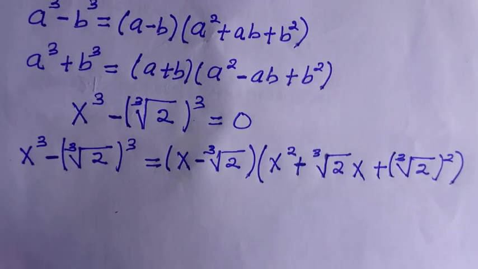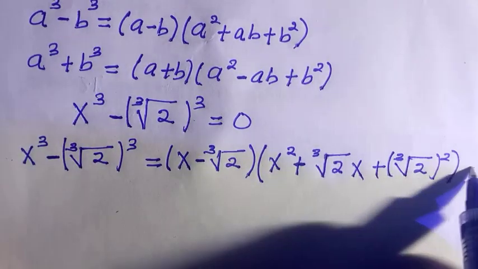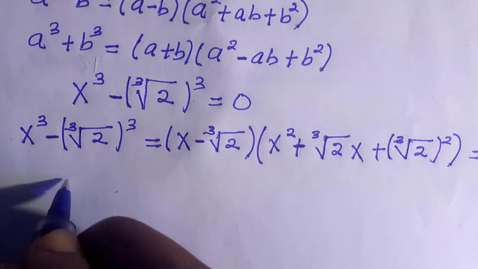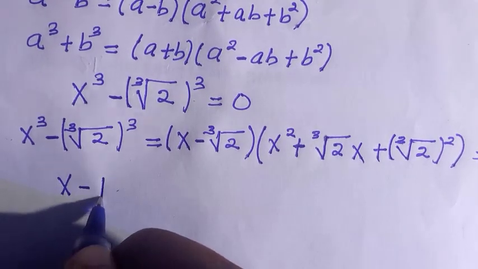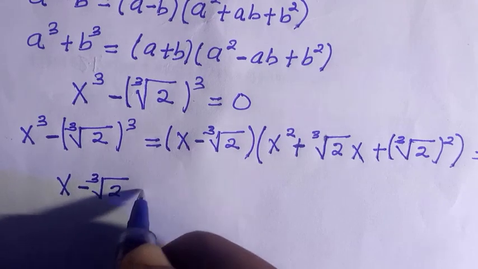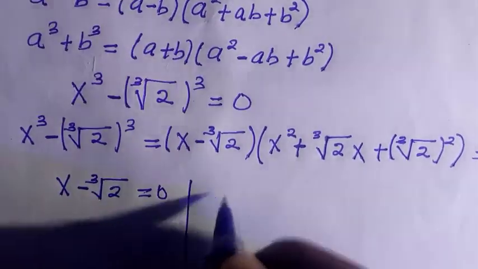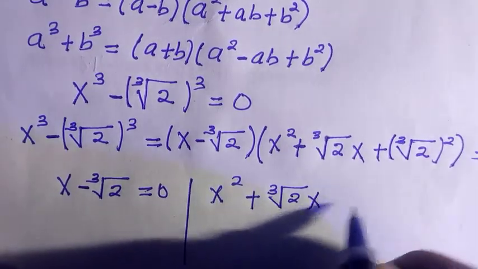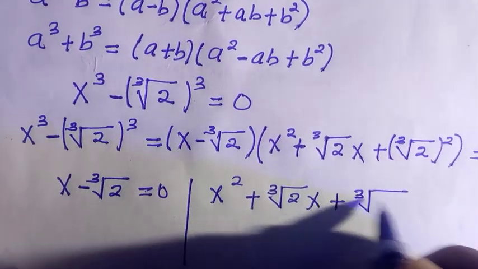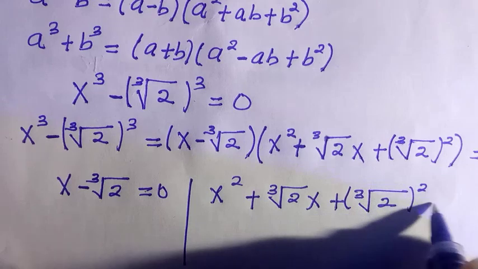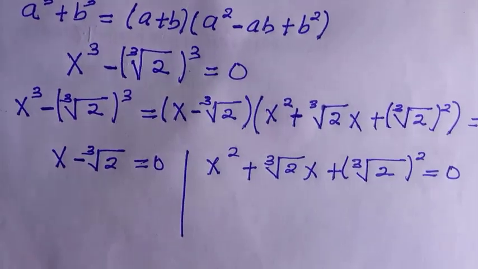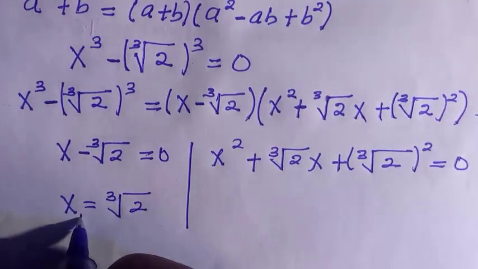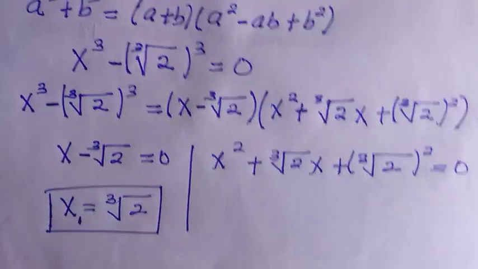Since everything here is equivalent to 0, we are going to have either x minus the cube root of 2 equals 0, or x raised to power 2 plus the cube root of 2 times x plus the cube root of 2, everything raised to power 2, equals 0. So it is clear that the first root, which is x1, equals the cube root of 2. So here is the first solution.